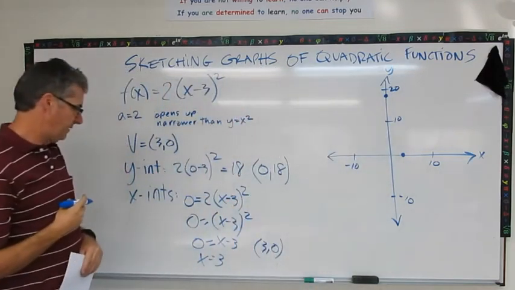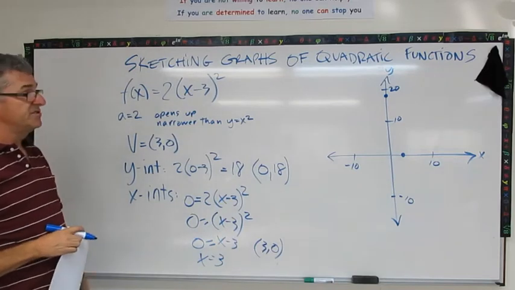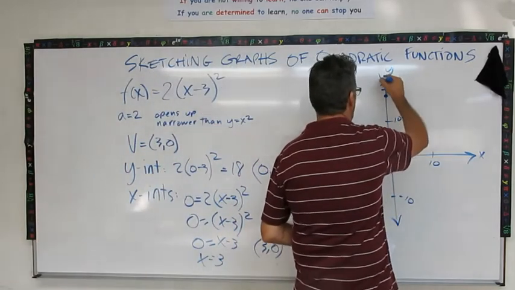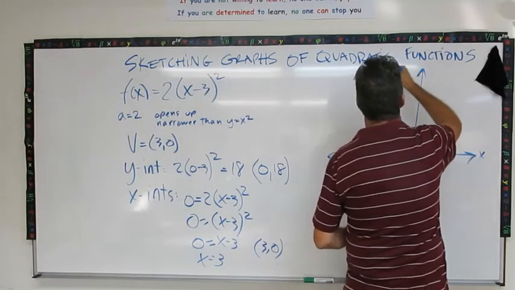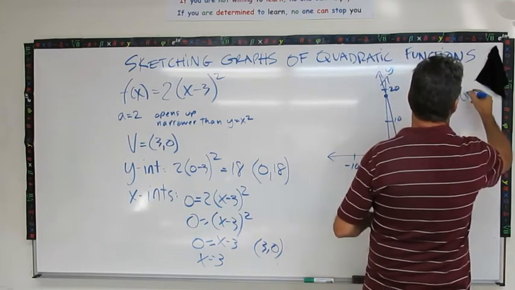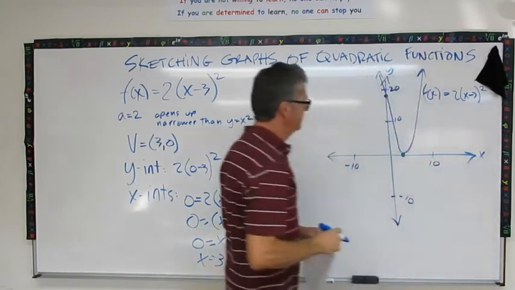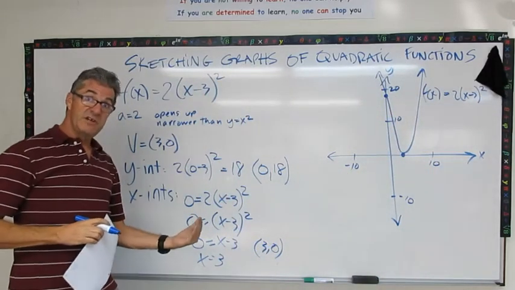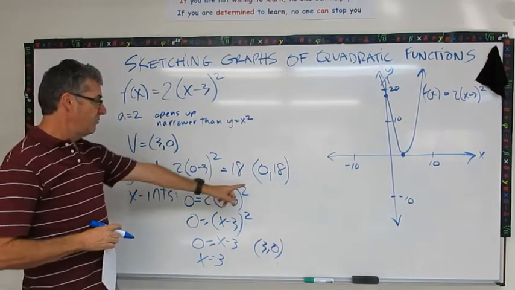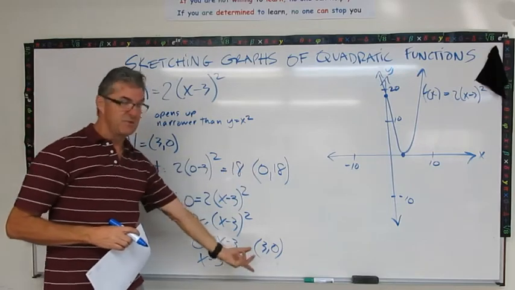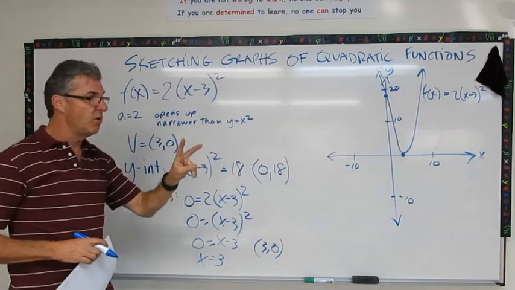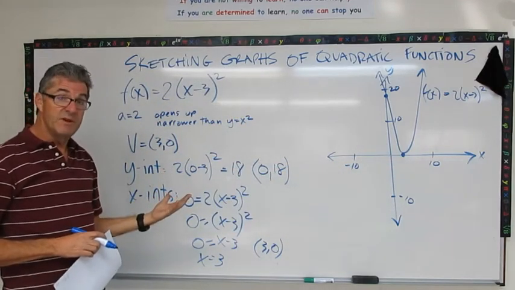Okay? And that's pretty much all I've got. I only need these 2 points. I can sketch my graph now. This is f of x equals 2 times x minus 3 squared. Okay? So again, we're sketching our graph, so we're just finding some key points. In this case, we found the vertex and the y-intercept, and then the x-intercept was kind of duplicating the vertex because it just touches the x-axis there. So we just had 2 points, but that's enough to make a really reasonable graph.